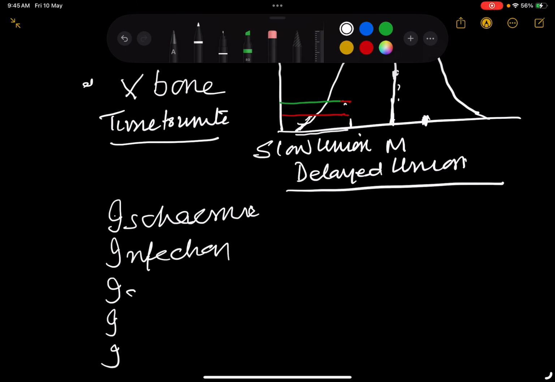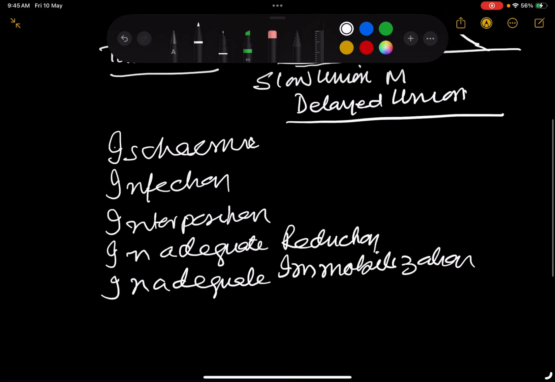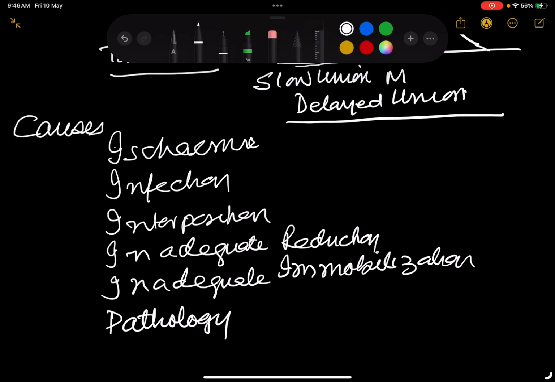infection, interposition, inadequate reduction, inadequate immobilization, or pathological fracture or pathology. So we must finish these, understand these causes: ischemia, infection, interposition, inadequate reduction, inadequate immobilization, pathology. These are the causes of problematic union.